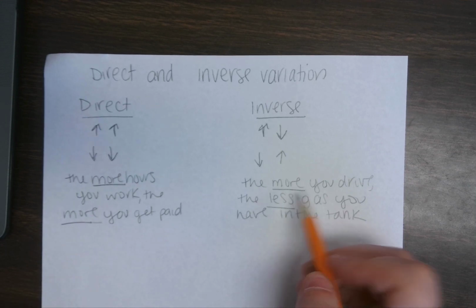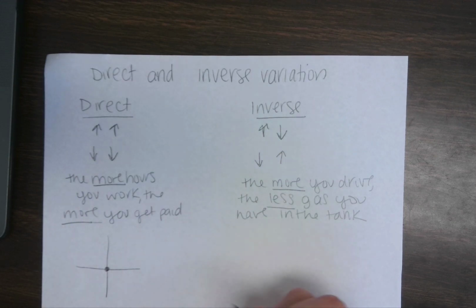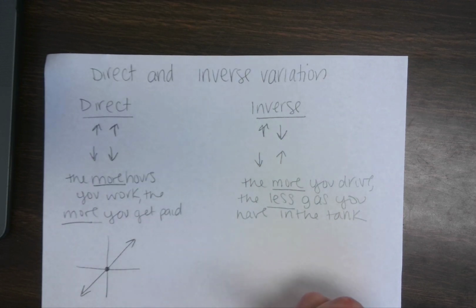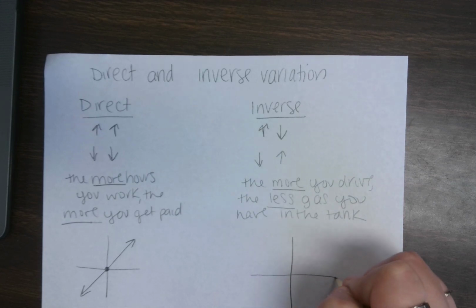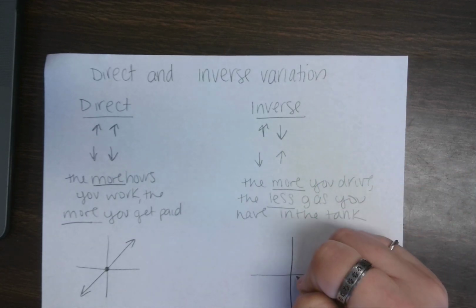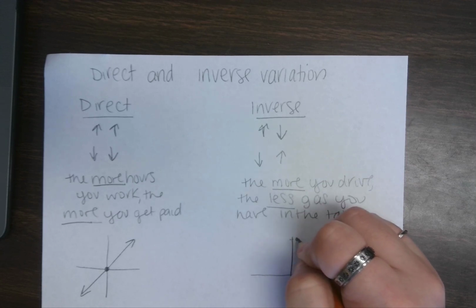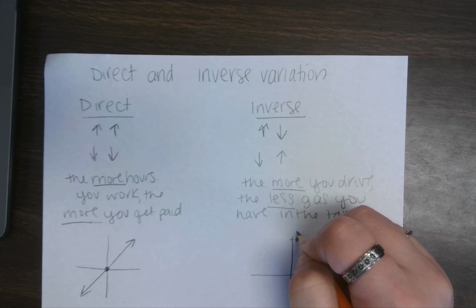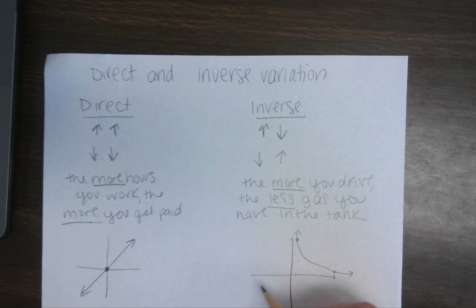So when you're looking at a graph, direct goes through (0, 0), and it's a straight line. For inverse, it represents increasing, decreasing. So if one category is high, the other one's low, right? So this category is high, this one's low, and then vice versa. It kind of curves in the middle like this. Sometimes you'll see it on both sides, and that's okay.